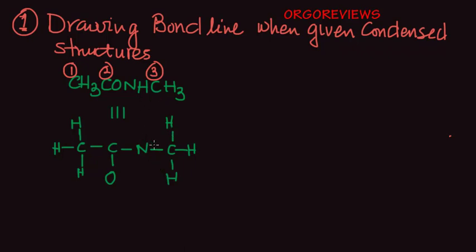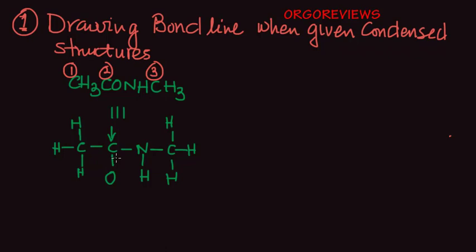So carbon number 3, as you can see, has all the 3 bonds. Carbon number 1 has all the 3 bonds. However, carbon number 2 is connected to oxygen and nitrogen. And remember, this nitrogen has a hydrogen attached to it as well. This carbon right here, carbon number 2, still needs 1 more bond.